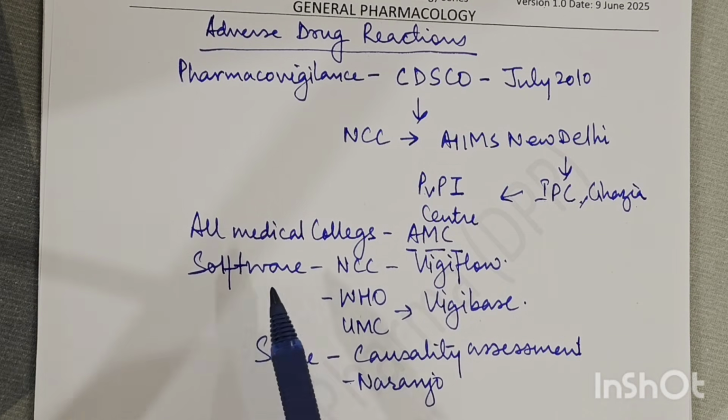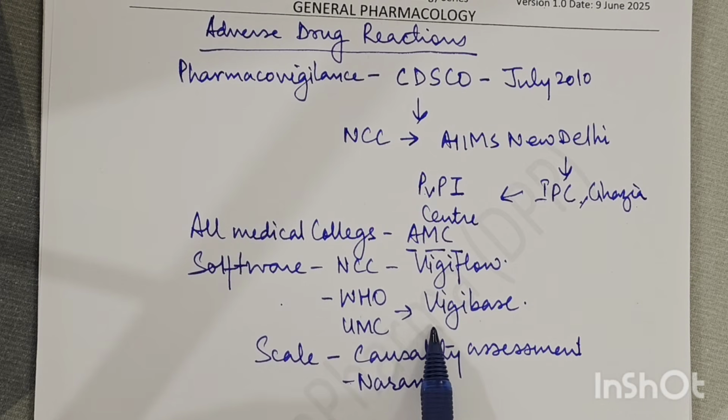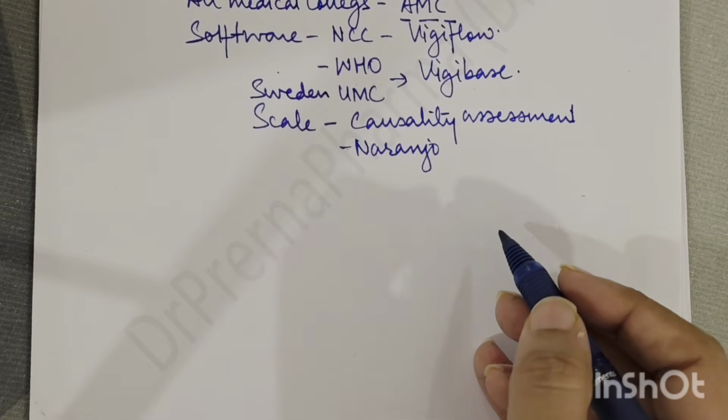They play a pivotal role in PvPI. The software which is used at the level of NCC is Vigiflow, at the level of WHO and UMC is Vigibase. WHO का Uppsala Monitoring Center which is there in Sweden. Okay, यहाँ पे Vigibase. The scale for causality assessment is the Naranjo probability scale, Naranjo assessment scale.